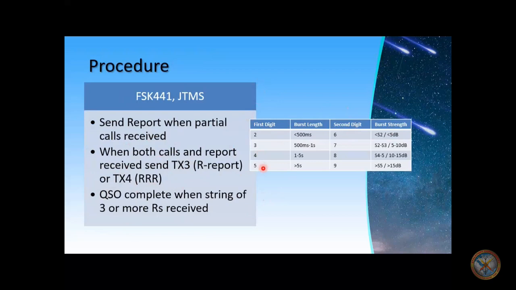First digit 2 to 5 is the length of the burst, and the second digit 6 to 9 is the signal strength of the burst. So if you give somebody a 5 and 9, that means they were longer than 5 seconds with at least S5. So that would be quite rare.